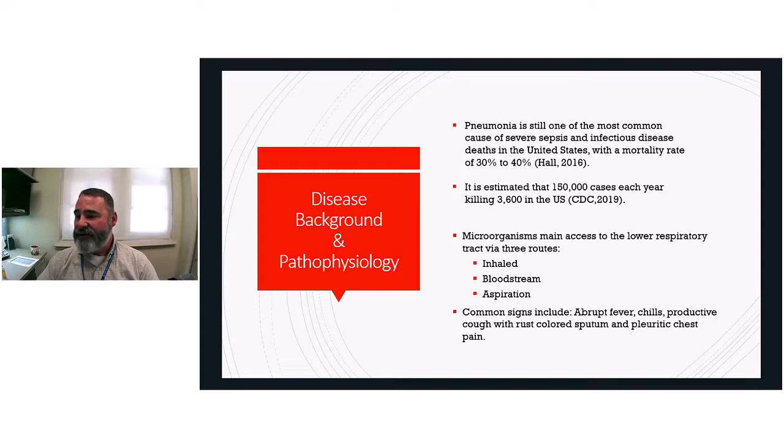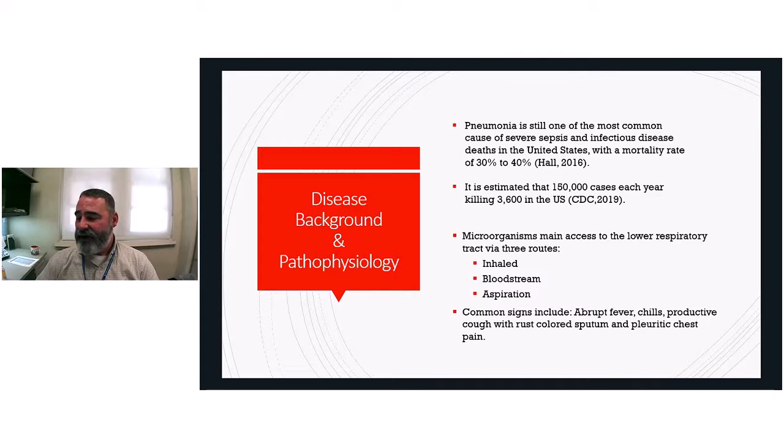So pneumonia is still one of the most common causes of sepsis and infectious disease deaths in the United States. It has a mortality rate of between 30 and 40%. It is estimated that 150,000 cases each year kill almost 3,600 patients in the United States alone. The pneumonia organisms that cause this disease can be introduced in three different ways, either through inhalation, through the bloodstream, or through aspiration.